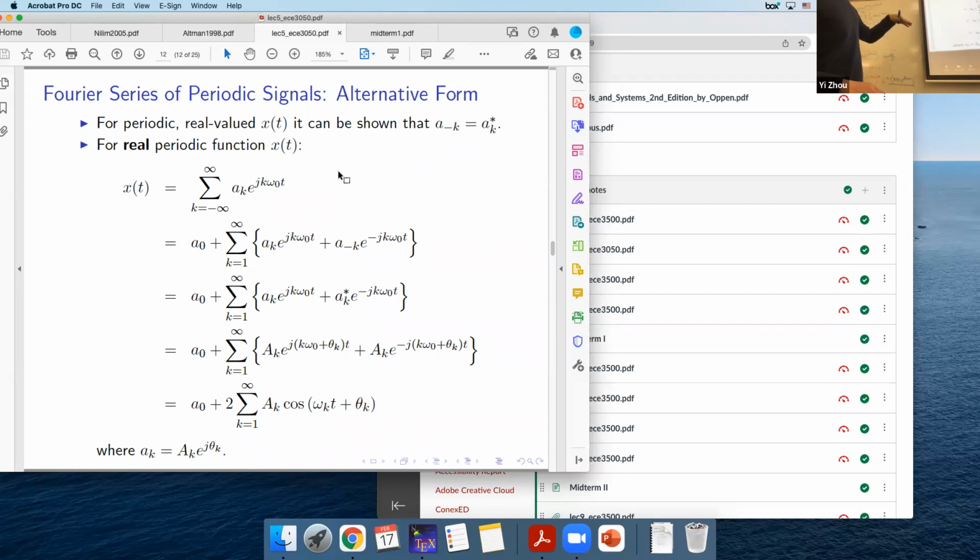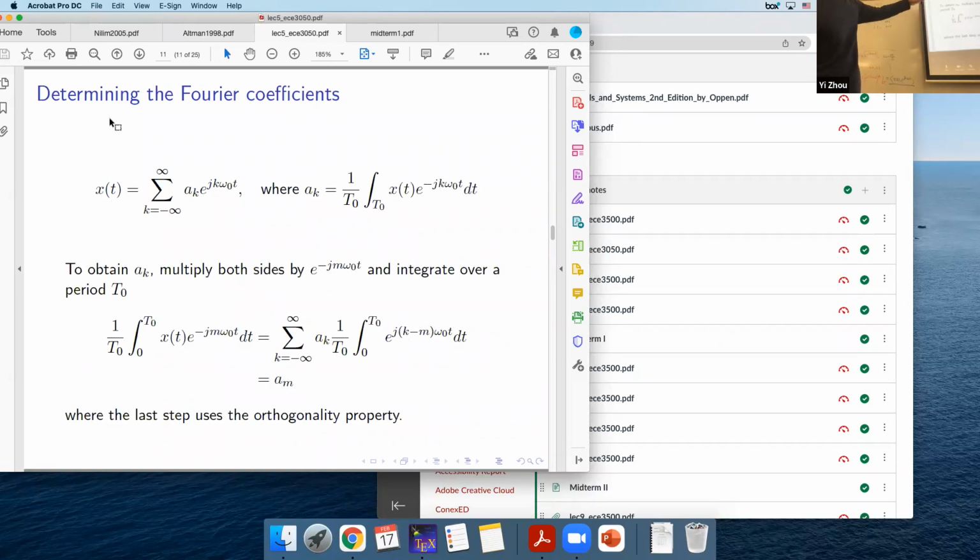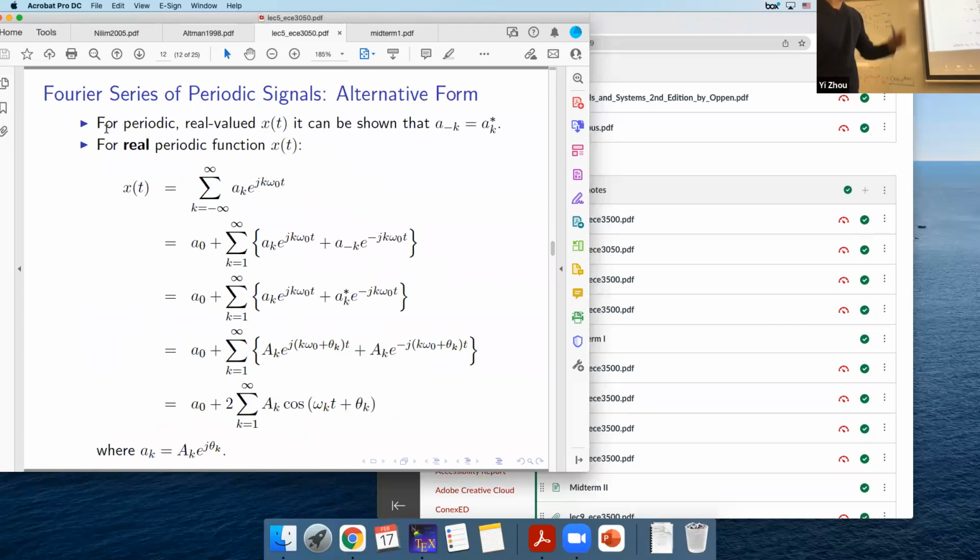And here are some properties of this representation. In the previous slides, we were talking about periodic signals, and in general these signals are complex. So x can be complex valued, and when you calculate this a_k, these coefficients are complex numbers. But the first property says that if your signal happens to be real valued, then those coefficients satisfy this property. They are conjugate symmetric.